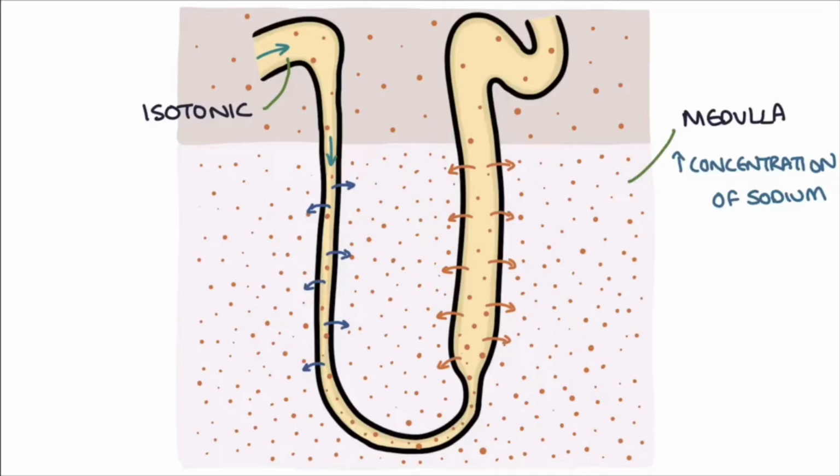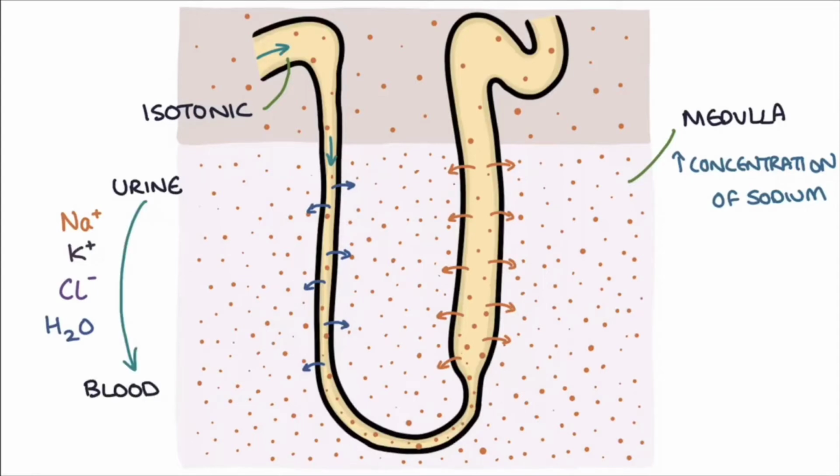The overall effect of the loop of Henle is that sodium, potassium and chloride in water are removed from the urine and reabsorbed into the blood. This complex system of secreting solutes from the thick ascending loop to draw water out of the thin descending loop is called the countercurrent multiplier. The loop of Henle is responsible for reabsorbing about 20% of the filtered sodium and 15% of the filtered water out of the filtrate and back into the blood.